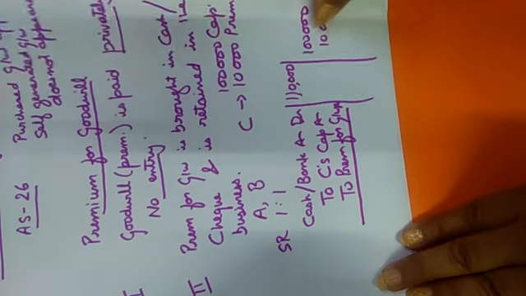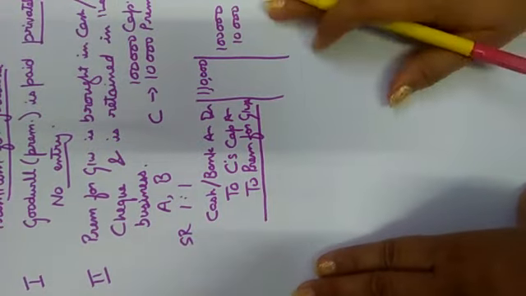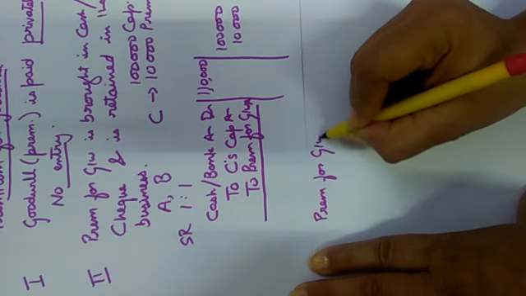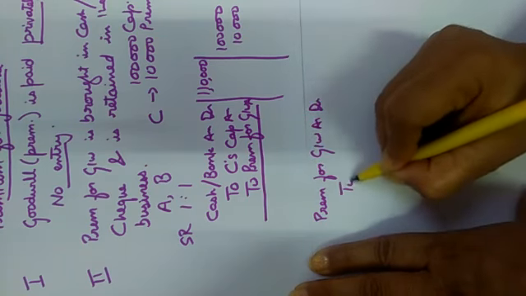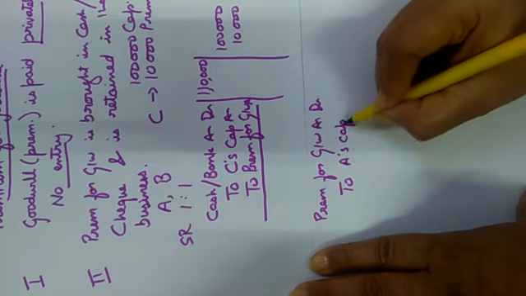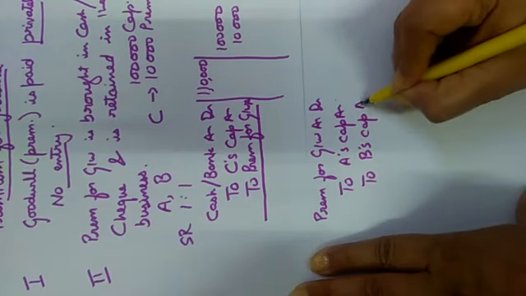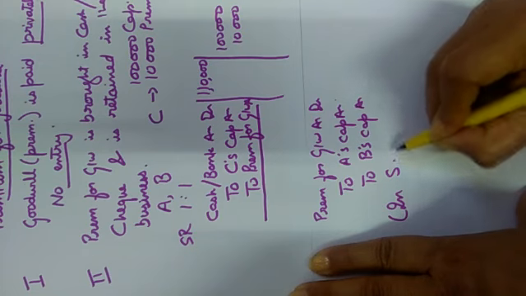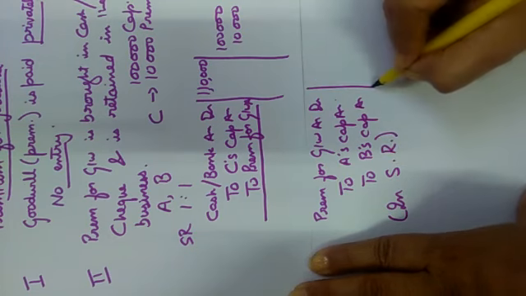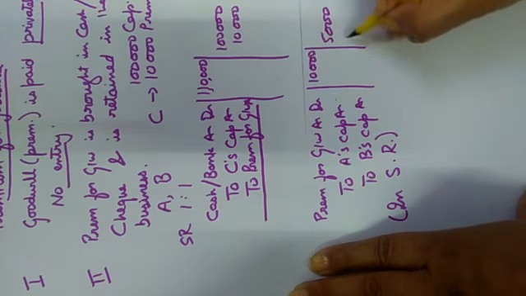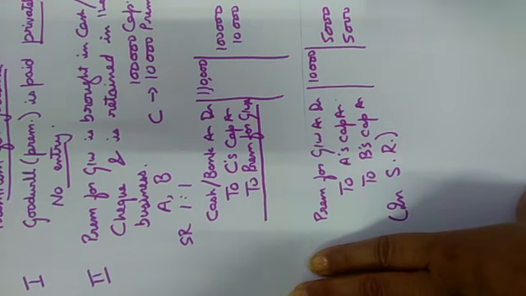Now this premium has to be transferred to the sacrificing partners. We have assumed that the sacrificing ratio in this case of A and B is 1:1. So the next journal entry will be premium for goodwill account debited to the sacrificing partners' capital accounts, to A's capital account, to B's capital account, in their sacrificing ratio. It will be divided in their sacrificing ratio, which we have assumed 1:1.